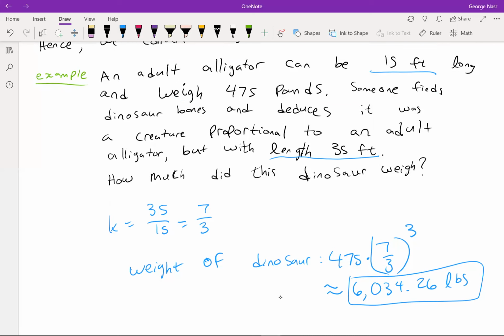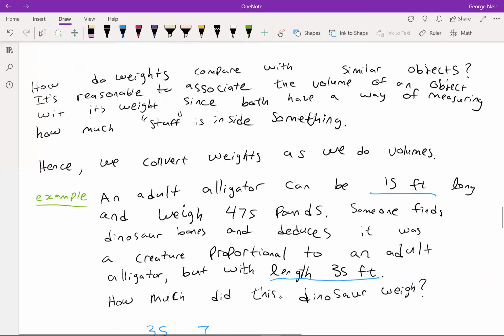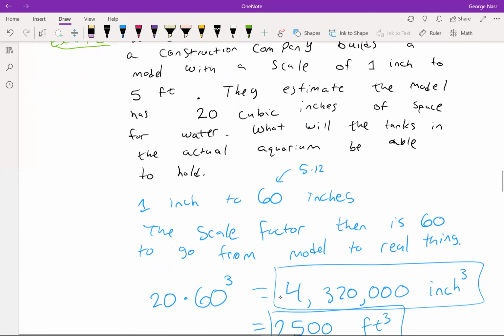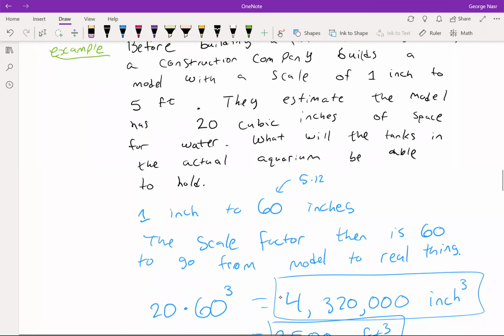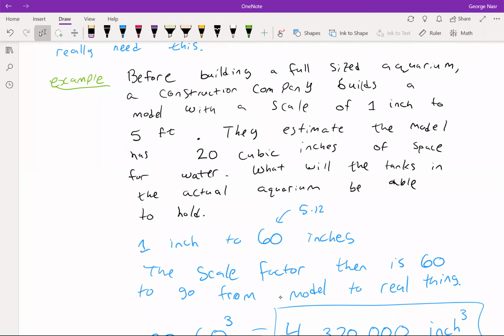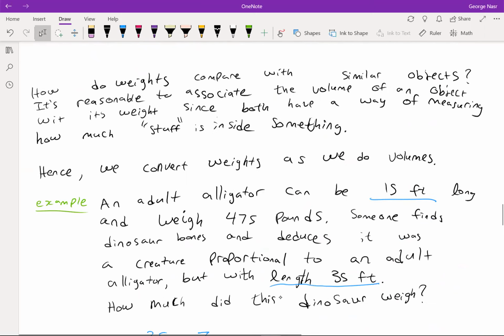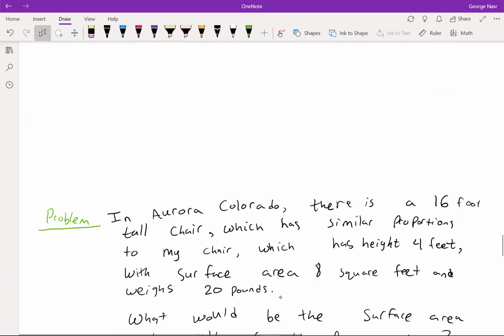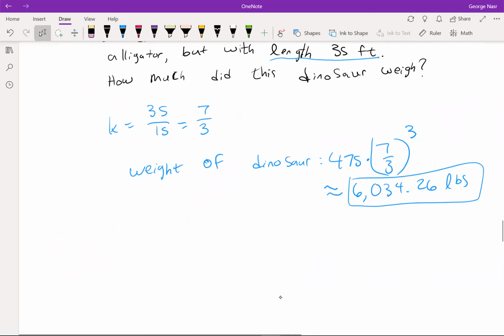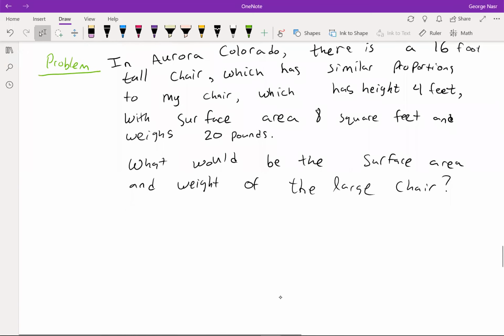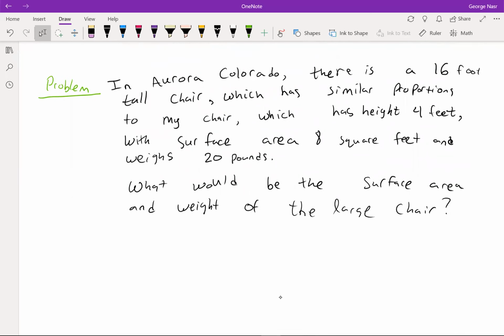So in this situation, we use the fact that we know how much an alligator weighs to find how much a bigger dinosaur weighs. And in this example, we use the fact that we already know how much water fits inside our tinier model to find how much water would fit in the big full-sized aquarium. So those are two pretty nice applications of this. And now I want you guys to have a chance to practice. Try out this problem, maybe spend about 5 minutes.